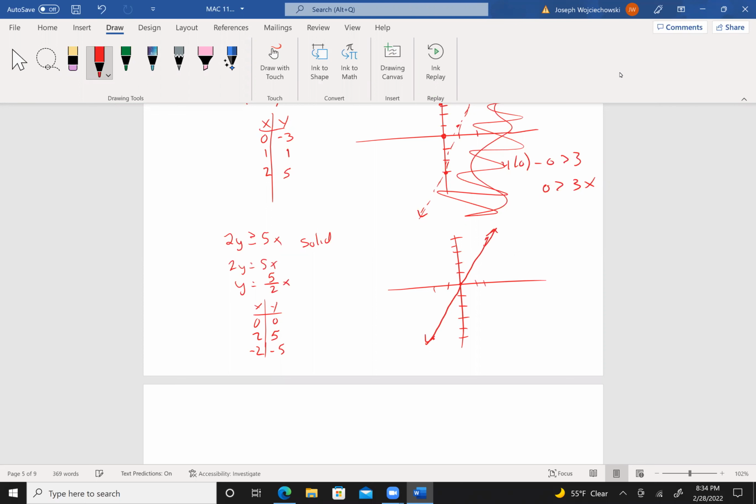Now here we cannot use our origin because it is on the line. We know for a fact. However, I can use this simple point here, 1, 0. So test point is 1, 0. So 2 times 0, is that greater than or equal to 5 times 1? Is 0 greater than or equal to 5? No. So I'm shading this side.